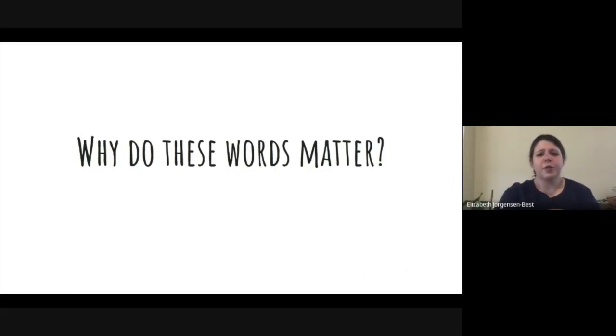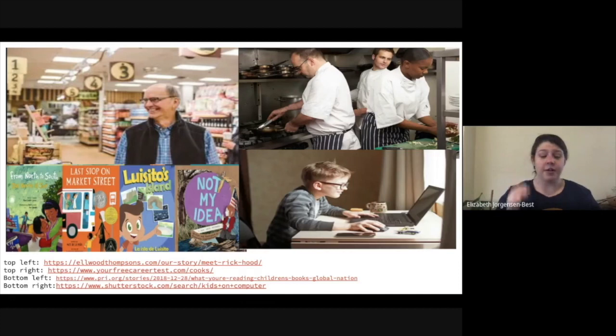Now that we talked about what these words mean and how they're important, we're going to talk about some more examples and pictures. Sorry, I have something in my eye. All right, so our first picture here at the top is a picture of a local grocery store owner. His grocery store is called Elwood Thompson's, and it's located in Richmond, Virginia. At Elwood Thompson's, you can get a good or a service.